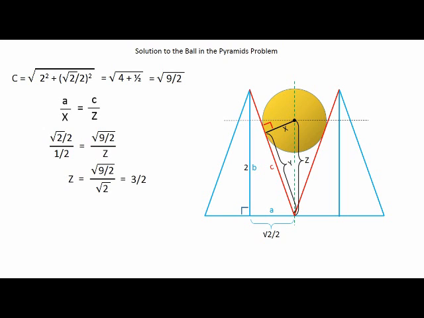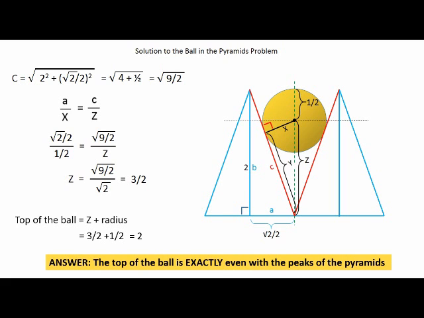So the top of the ball is at the height Z plus the radius of the ball, which is 3/2 plus 1/2, which equals 2. So the answer is that the top of the ball is exactly even with the peaks of the pyramids. I bet that was a surprise.